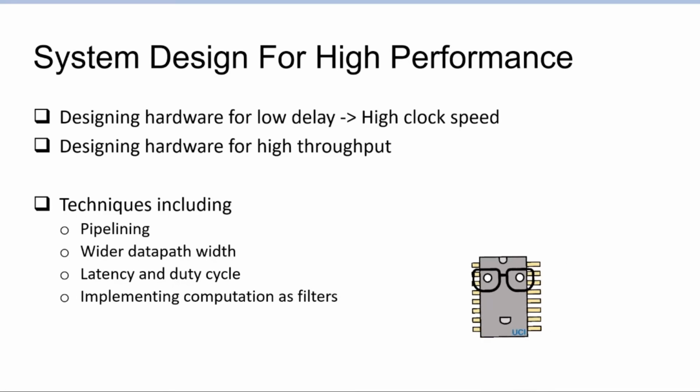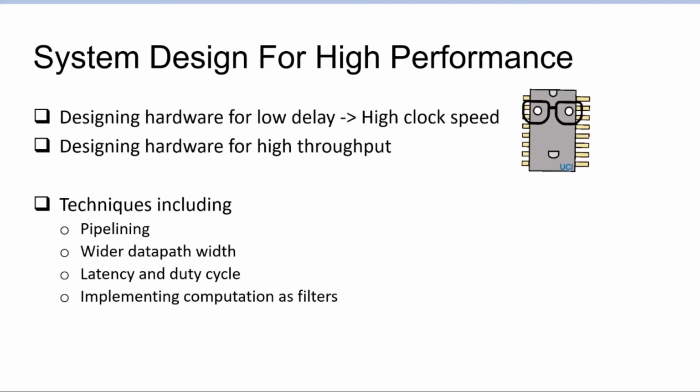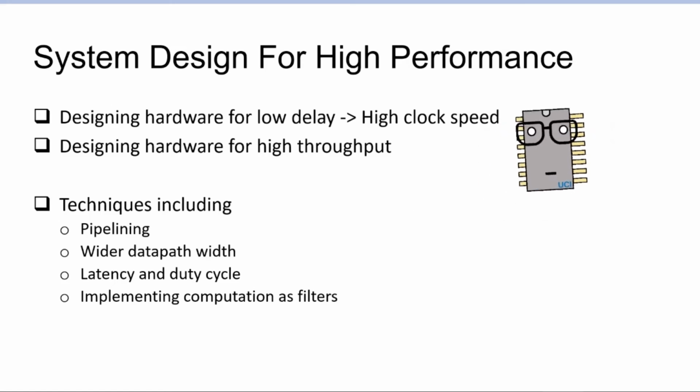So when we want to design a system for high performance, there are typically two different, potentially orthogonal things that designers care about. One is achieving high clock speed, so designing hardware for low delay, meaning each stage being simpler most of the time. And also designing hardware for higher throughput per clock. Sometimes these are intermingled, but many times they're orthogonal.